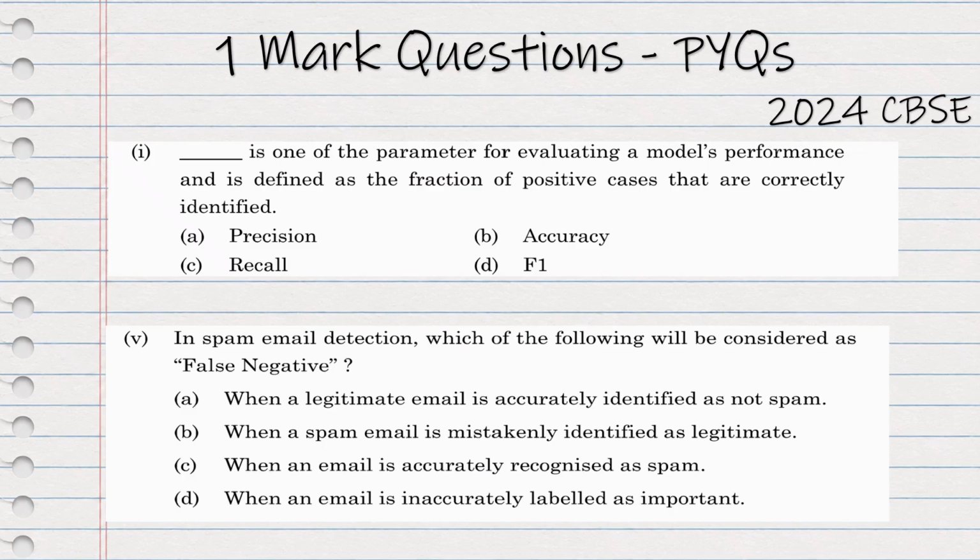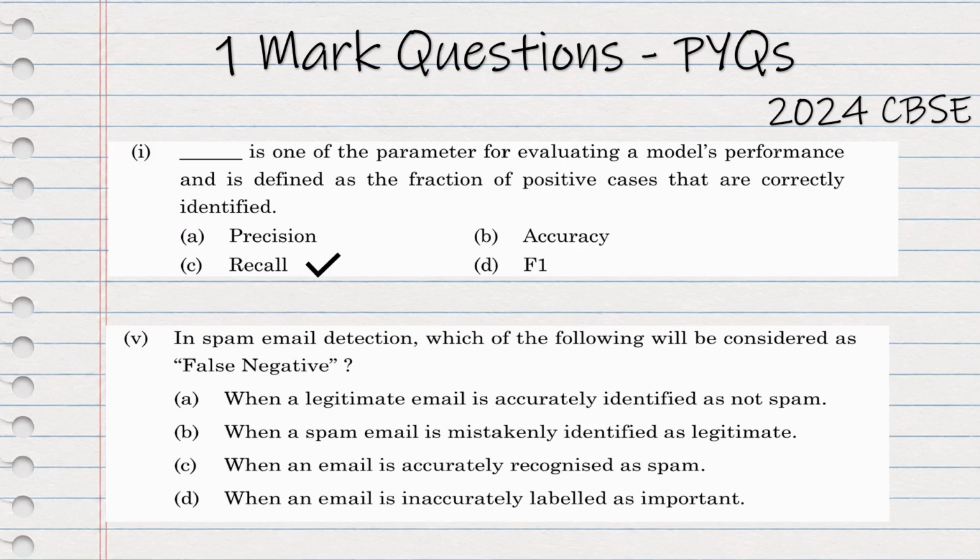Again, now we have the 1 mark questions of 2024 CBSE. The first question says, dash is one of the parameters for evaluating a model's performance as a fraction of positive cases that are correctly identified. It is recall, TP upon TP plus FN. These are the correct cases out of all the actual positive cases.